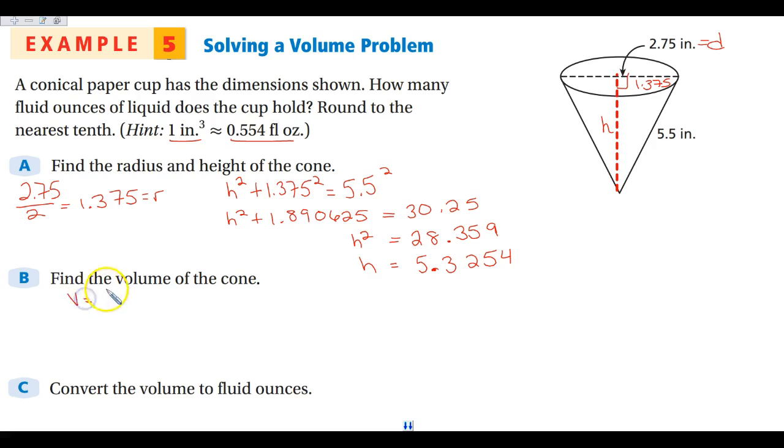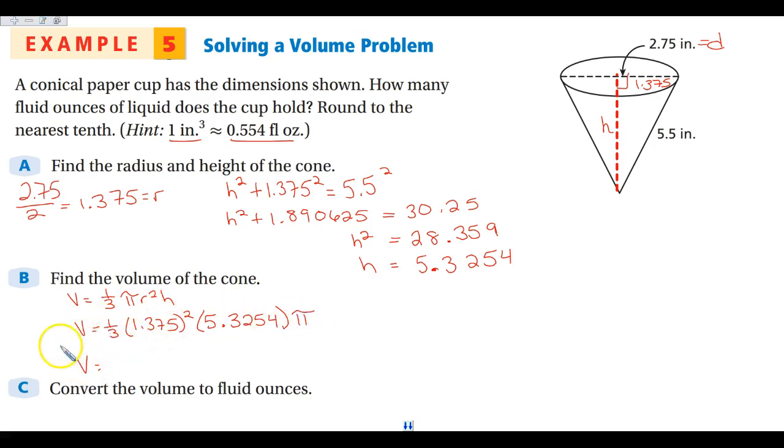All right, so volume of my cone is 1/3 area of the base, which is pi r cubed, not cubed, excuse me, pi r squared times height. Okay, so volume is 1/3. My radius is 1.375. We're going to square that and multiply it by the height we found over here, which is 5.3254. Again, we should still have this full decimal in our calculator.